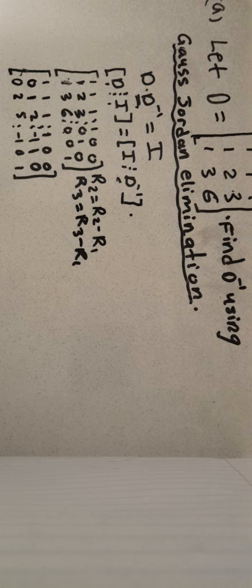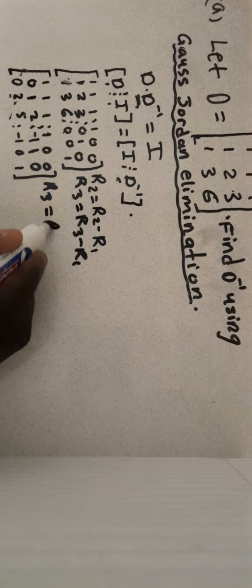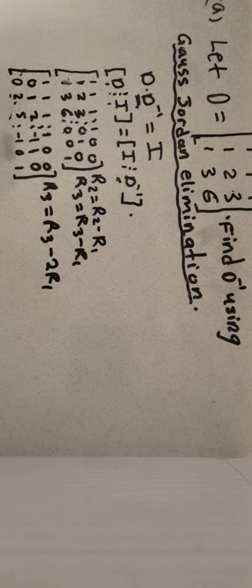Then we can make this 2 become 0, because we need an identity matrix on this side. We'll focus on row 2 and row 3. So row 3 will be row 3 minus 2 row 2, because 2 minus 2 times 1 is 0.